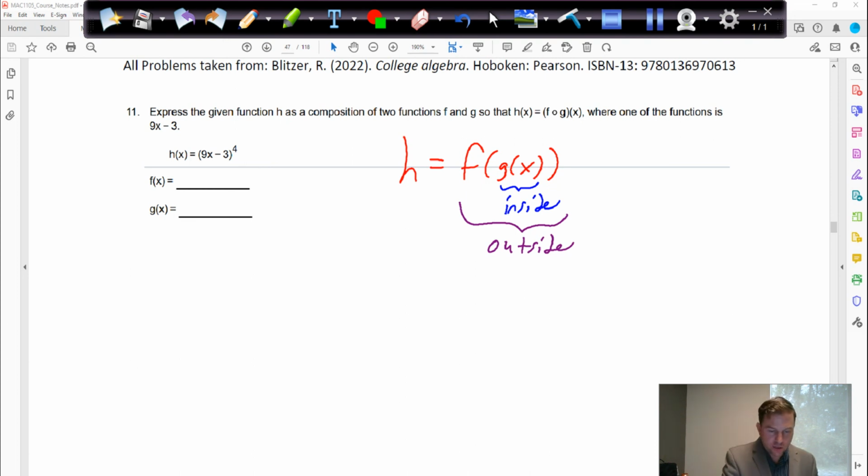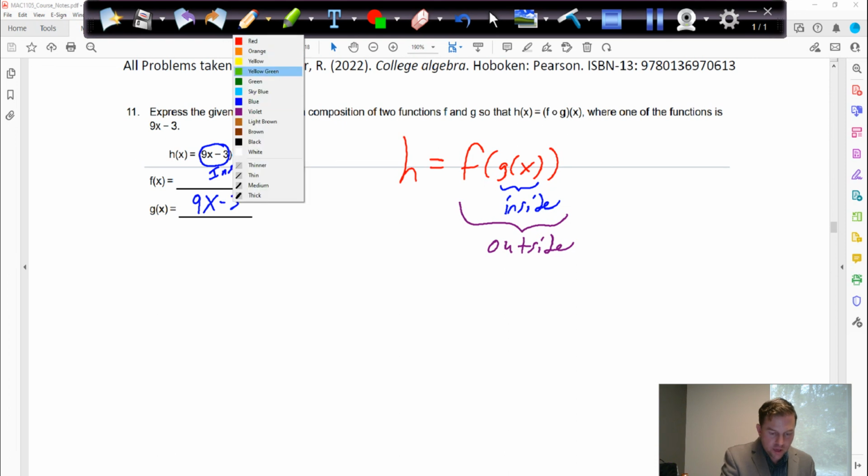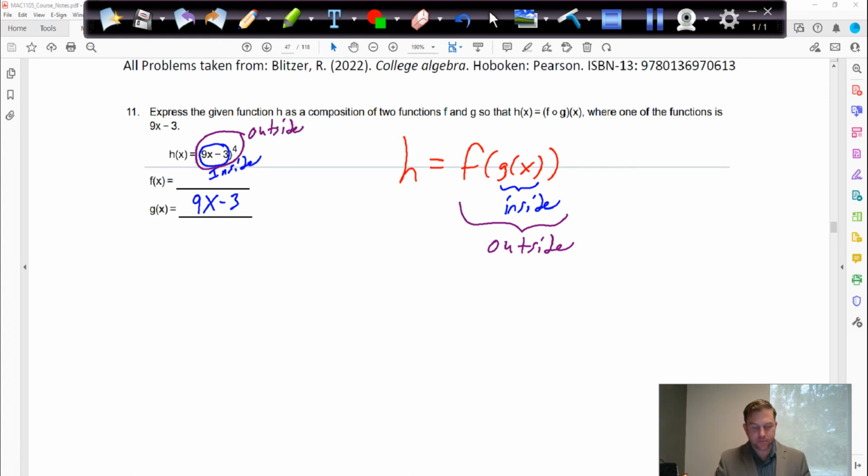So if you look at this, hopefully you'll be able to see this. This is the inside stuff. So that is going to be g. We want g to be the inside stuff, so g is 9x minus 3. The outside is what is happening to this thing. The outside is you're taking whatever is inside and you're raising it to the 4th power. So the outside part, which is f, is going to be just x to the 4th.